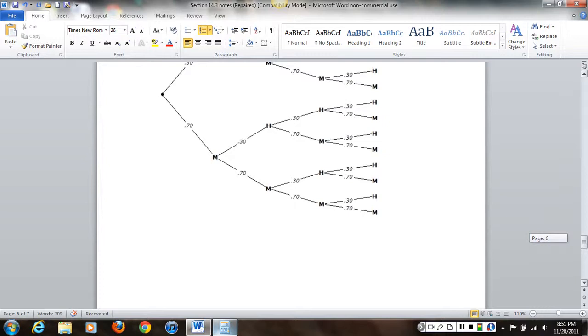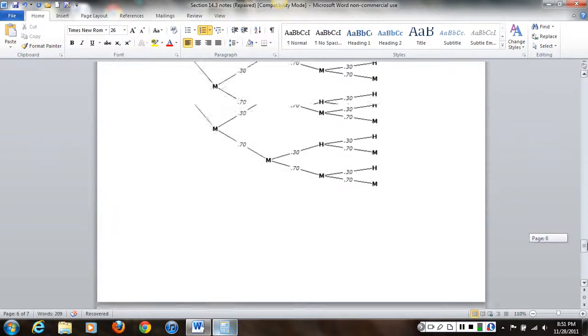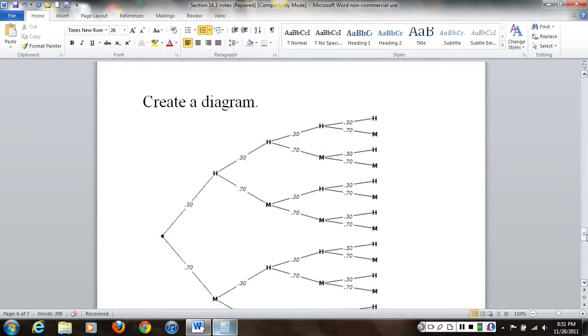Again, this is another example, one of the more common ways of utilizing a tree diagram to help illustrate these problems.